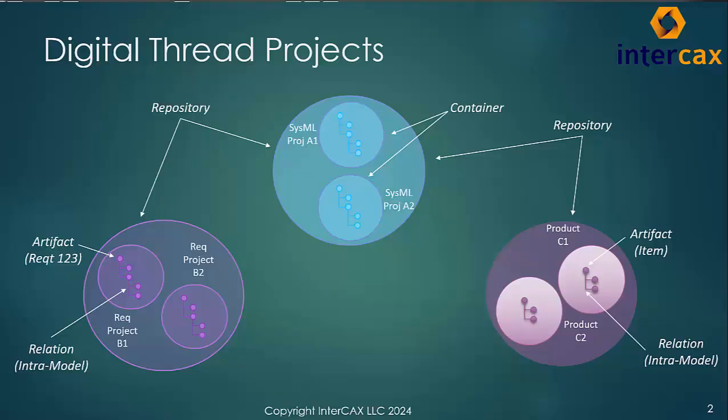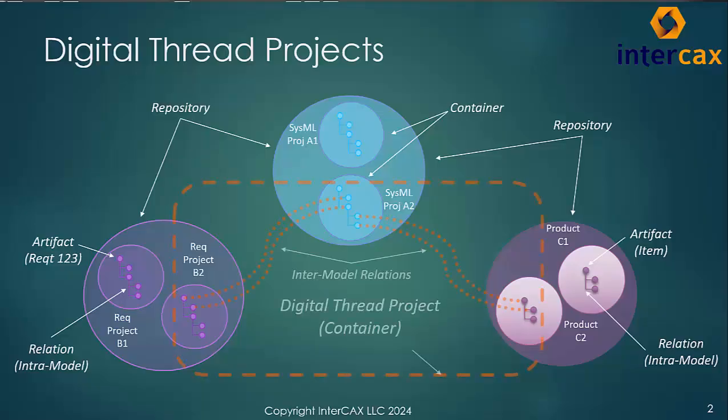Syndeia can be thought of as sitting above those repositories and adding a layer of intermodal relations between artifacts in different repositories. Syndeia partitions those intermodal relations into groups called digital thread projects. Each digital thread project contains one or more intermodal relations that define a specific system model.